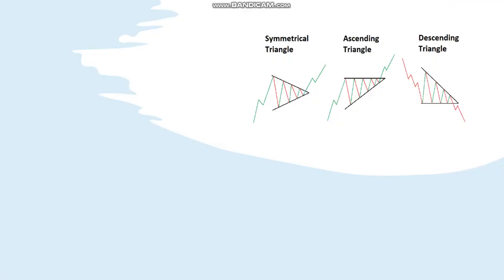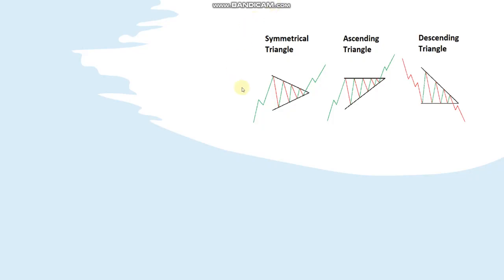To have a good start in the market, at first the knowledge of three triangle patterns will be sufficient for us to give a good start. Okay, so what are the three types? The three types are symmetrical triangle, ascending triangle, and descending triangle.